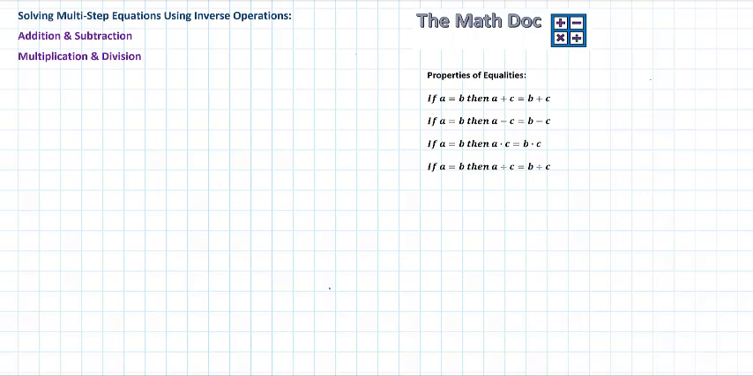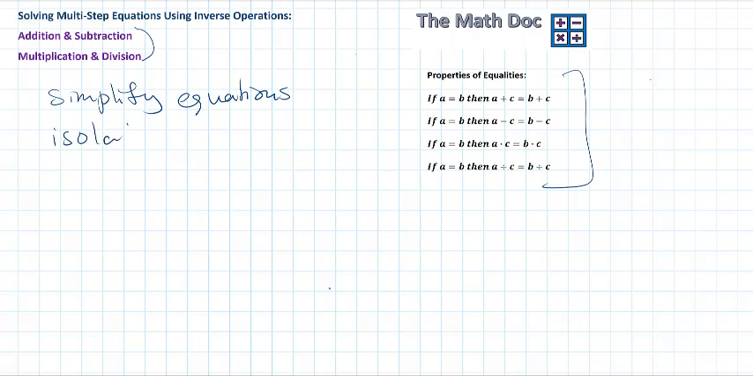We're going to continue with our journey into solving linear equations, and we're working on multi-step linear equations. This is a follow-up to a few previous videos where we've discussed the properties of equalities, and we've discussed using inverse operations, addition and subtraction, or multiplication and division, in order to simplify our equations and in order to isolate our variable. So we have equations with variables and we want to solve for the variable.